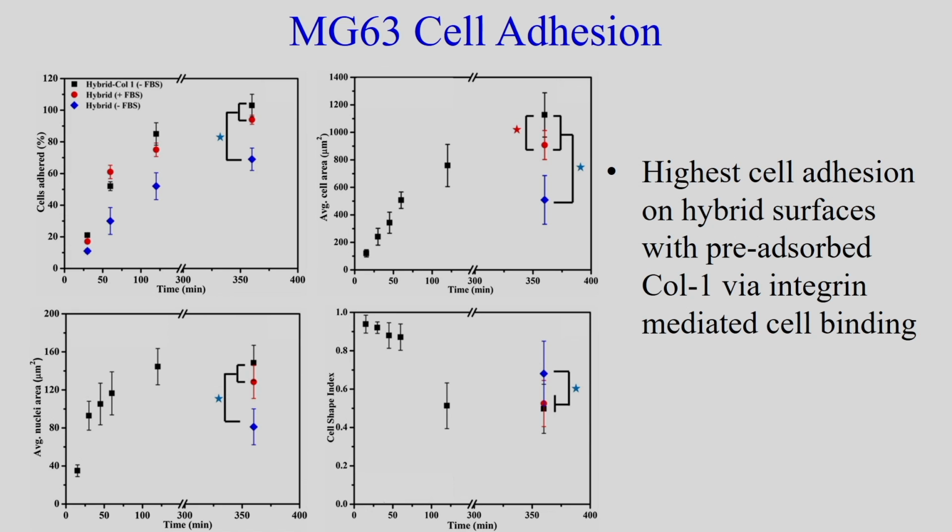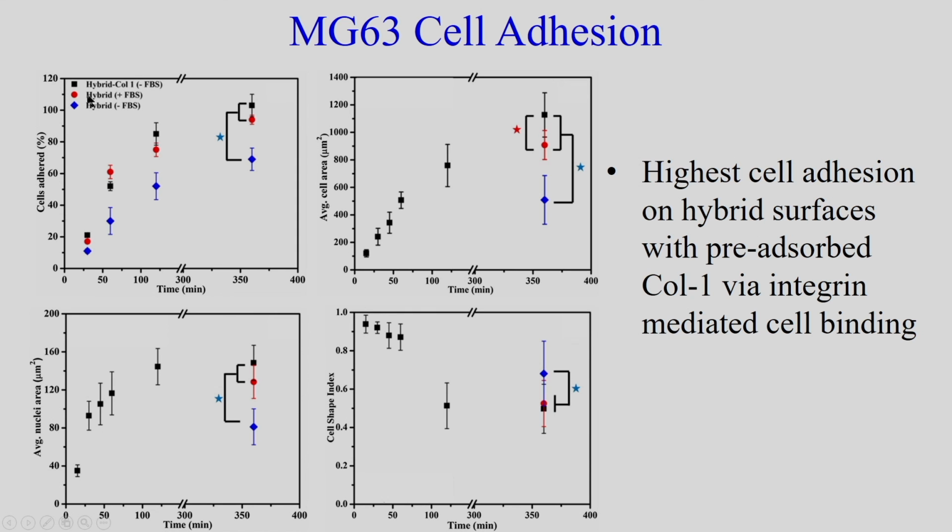media during the cell culture experiment. And the blue diamond indicates the hybrid surface where the media did not have FBS. So, as expected, if there is no protein, it means cells have to secrete the protein for cell adhesion. In that case, we observed very poor cell adhesion, where the media had no FBS or no protein.